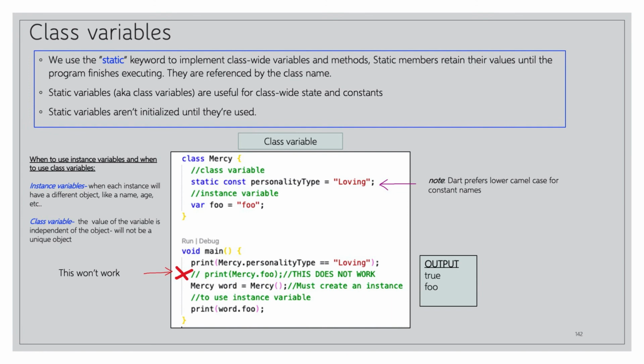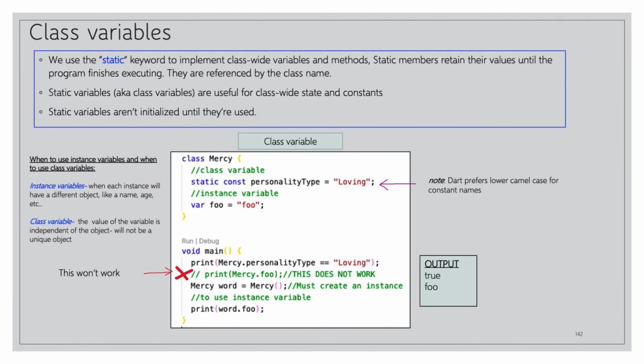So when would we use instance variables and when would we use class variables? Instance variables should be used when each instance will have a different object like a name or an age or what have you. Class variables should be used when the value of the variable is independent of the object, will not be a unique object.